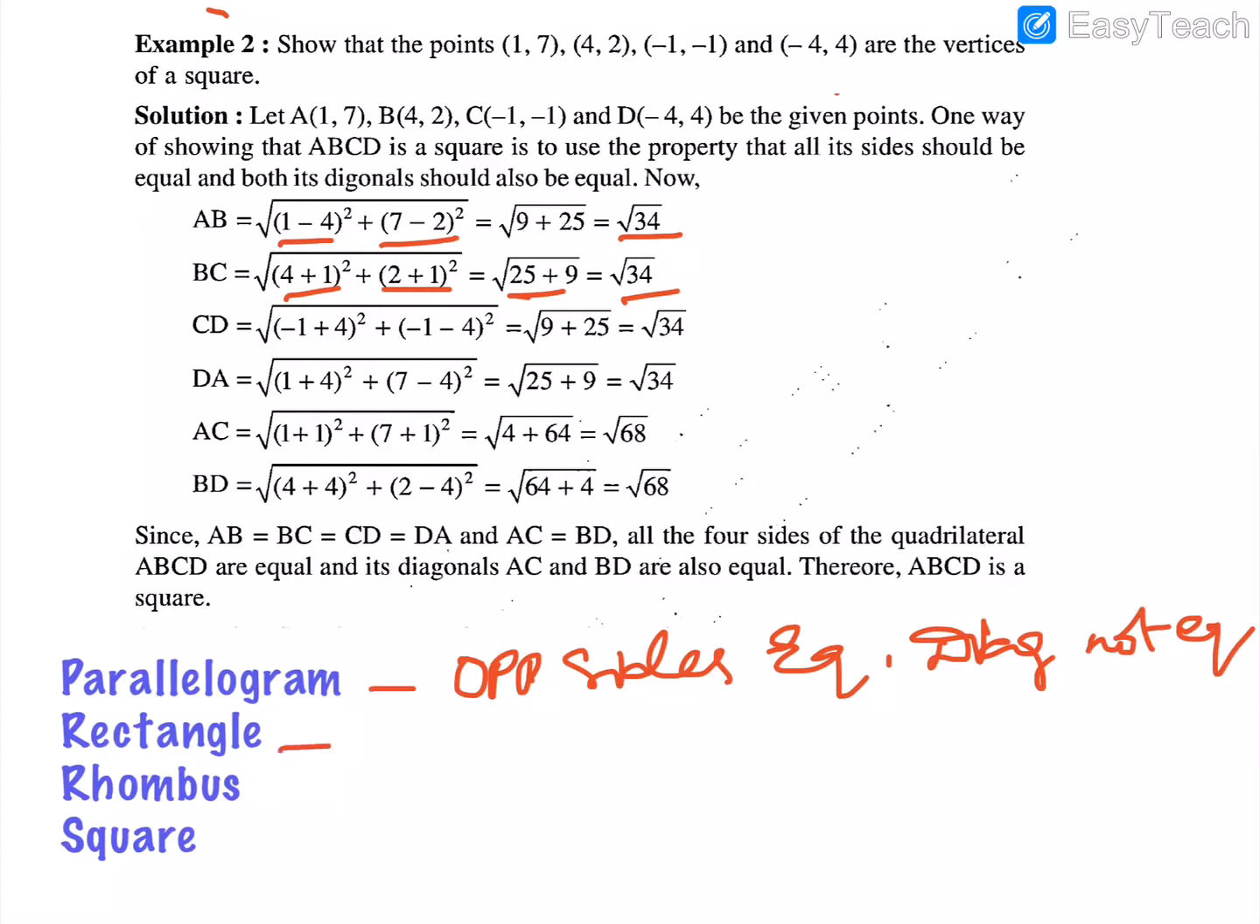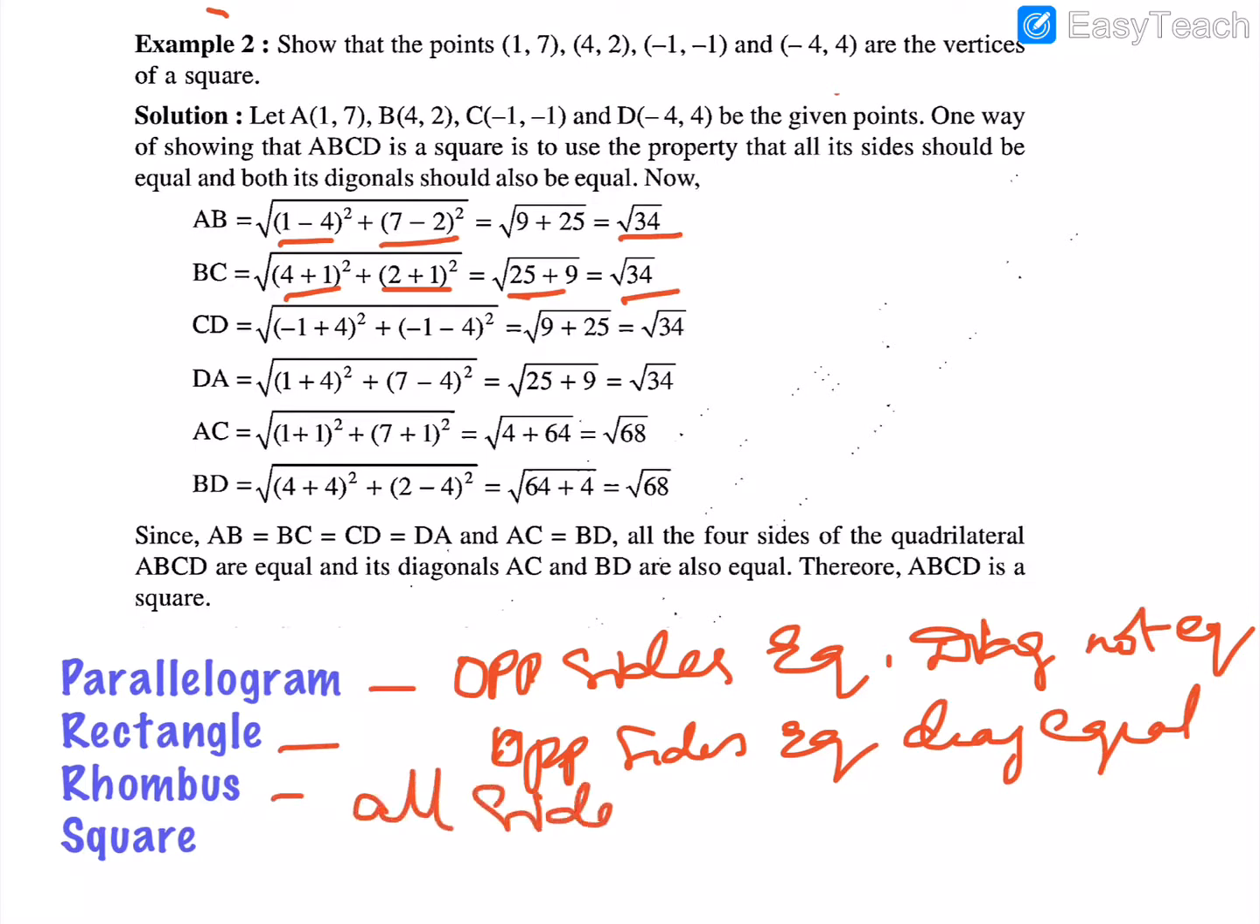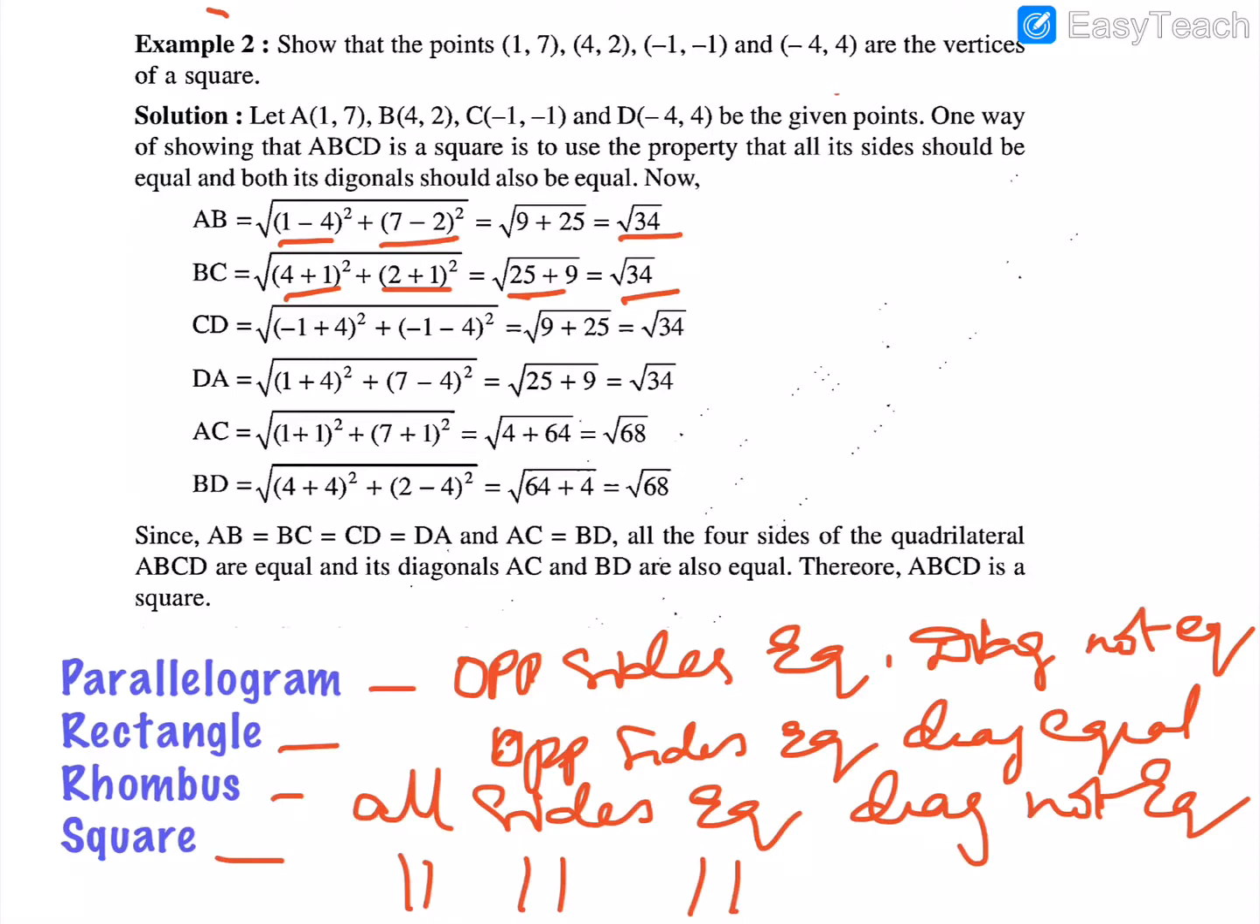Okay, for a rectangle, opposite sides are equal, and diagonals are also equal. And for a rhombus, all sides are equal, diagonals not equal. And for a square, all sides are equal and diagonals are also equal.